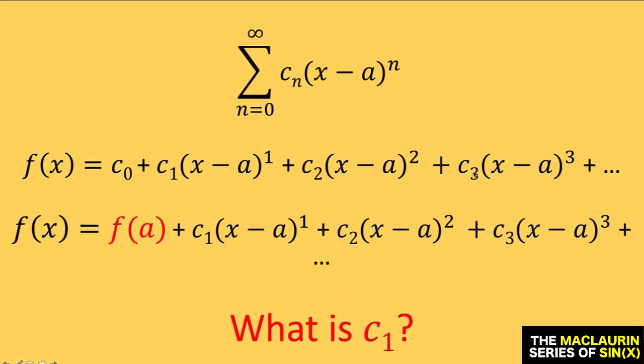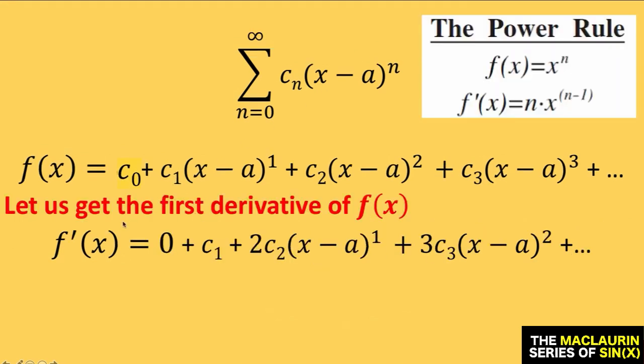So going back to the expansion of our power series, we already know the value of c sub 0. C sub 0 is our f of a. Let's now focus on c sub 1. What is the value of c sub 1? What we're going to do here in order to find c sub 1 is we're going to use the first derivative of f of x.